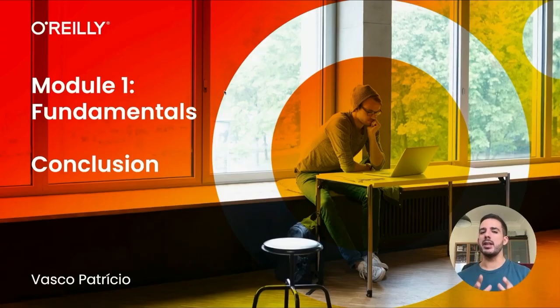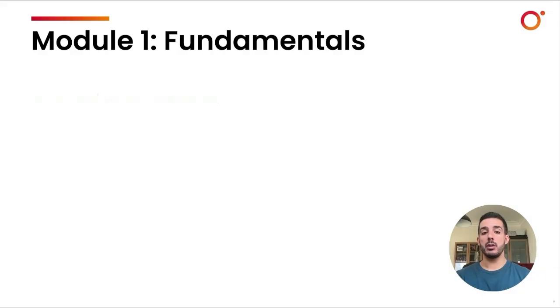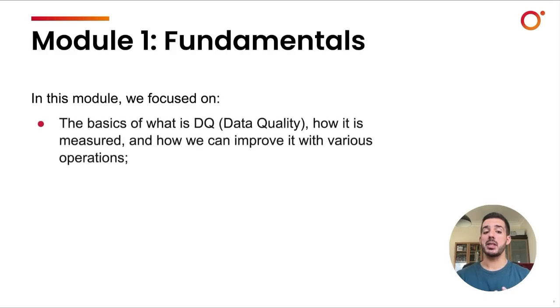We are now at the end of this fundamentals module, where we covered some basics of data quality, the data lifecycle, and generative AI. To recap very quickly, what did we focus on in this module? Well, for example, the basics of what is data quality, the various dimensions, how is it measured, and how can we improve data quality with various operations, as well as the role of data management and data governance.